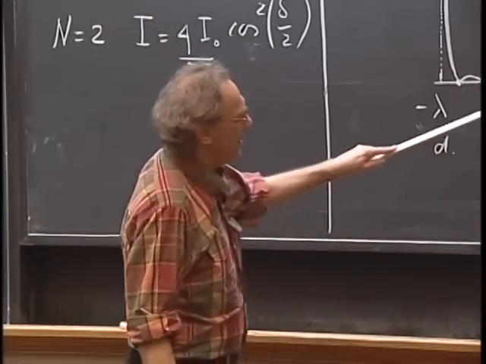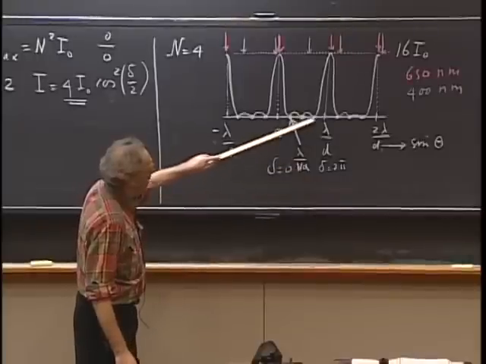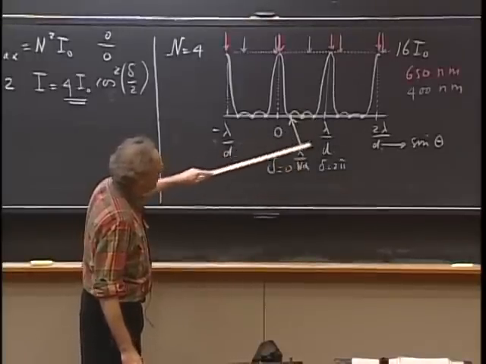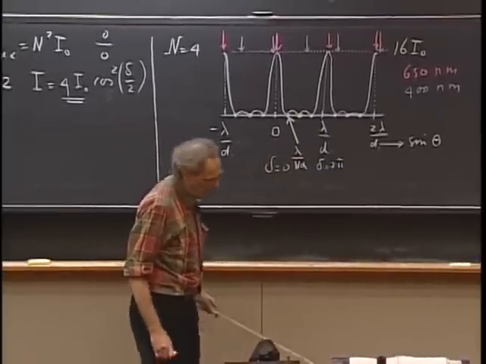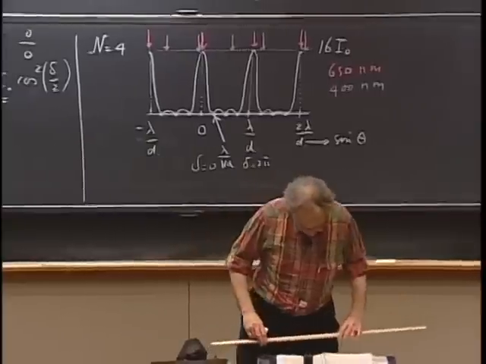And then, of course, the second one will be twice lambda divided by nd, and the third one will be 3 times lambda divided by nd. You will again have completely destructive interference.